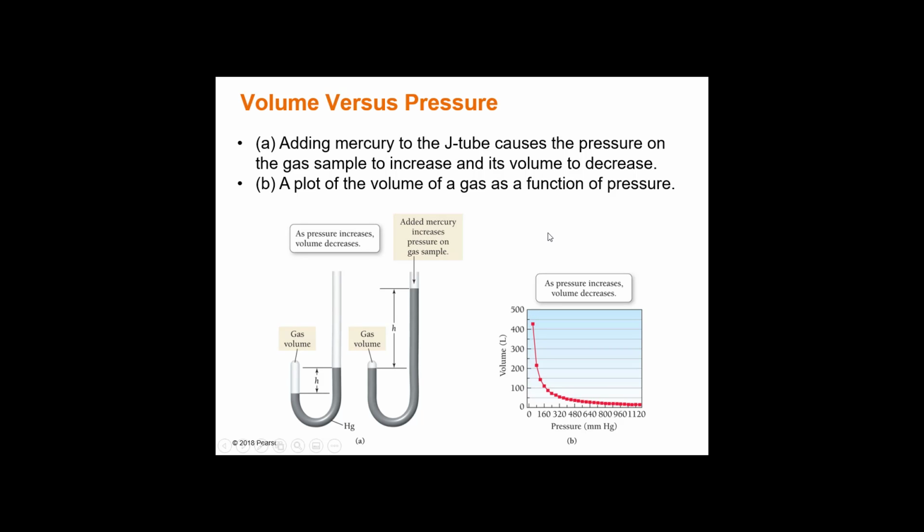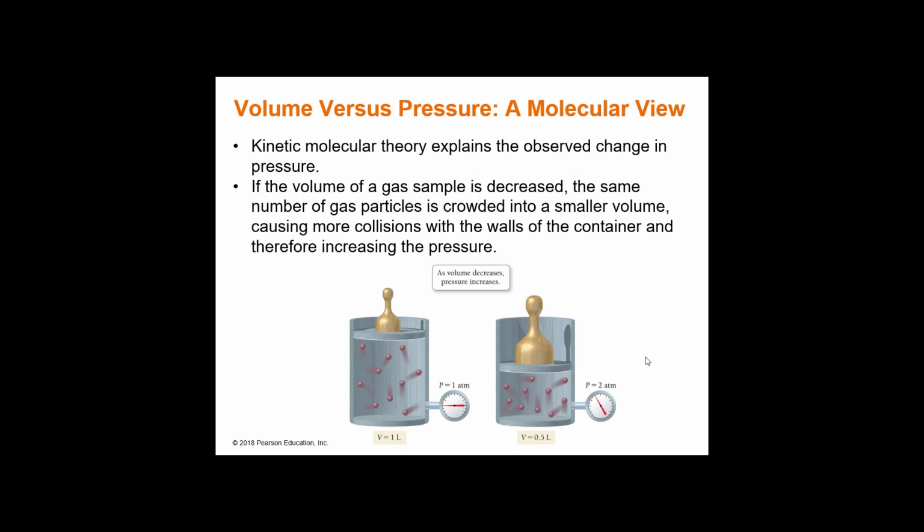So let's take a look at what I've been saying. Here's a J tube, and the J tube has mercury in it. And this is a gas volume here. The gas cannot escape because mercury is so dense it can't get through it. But if we added more mercury, it pushes and compresses the gas from this large area to a very small area. So if the volume is decreasing, that means that the pressure has to increase. And it does when you look at this graph here: this is very low pressure, this is very high pressure, and you can see the volume really decreases as more pressure is put onto the gas.